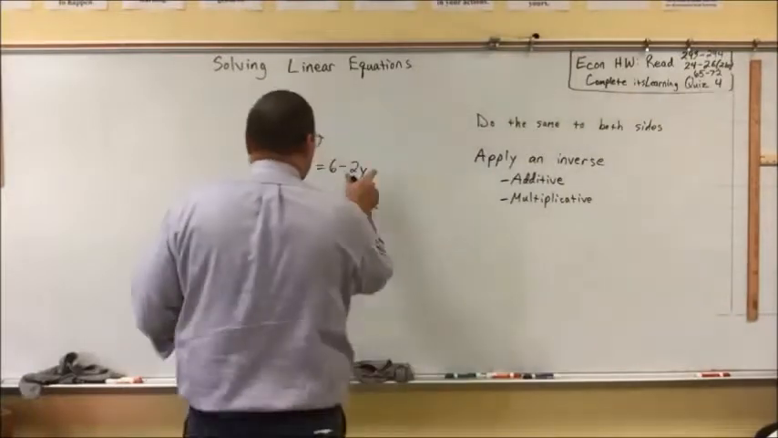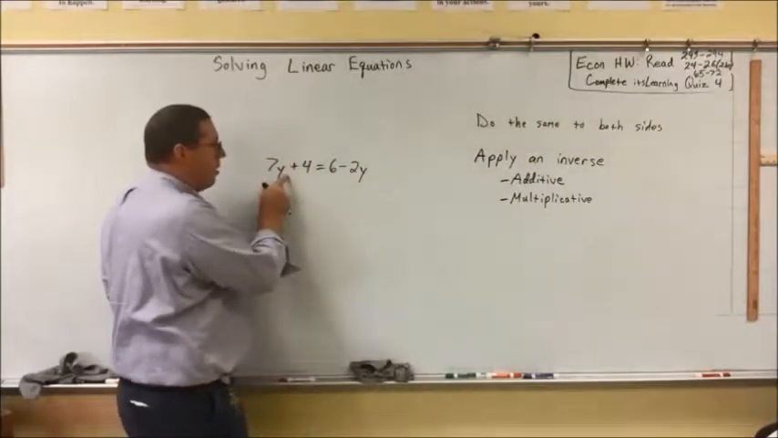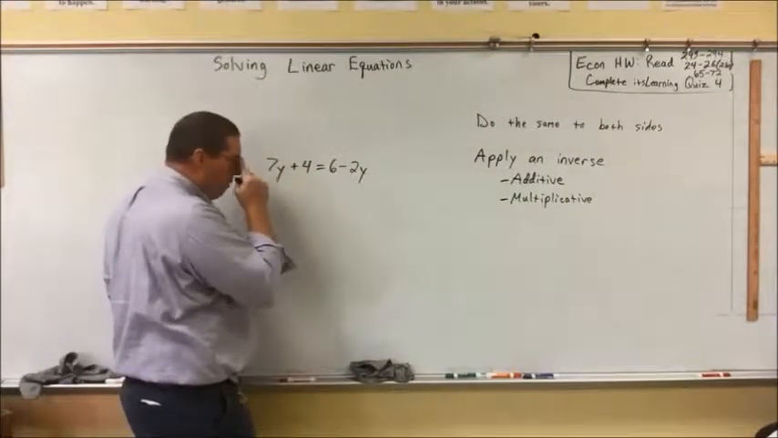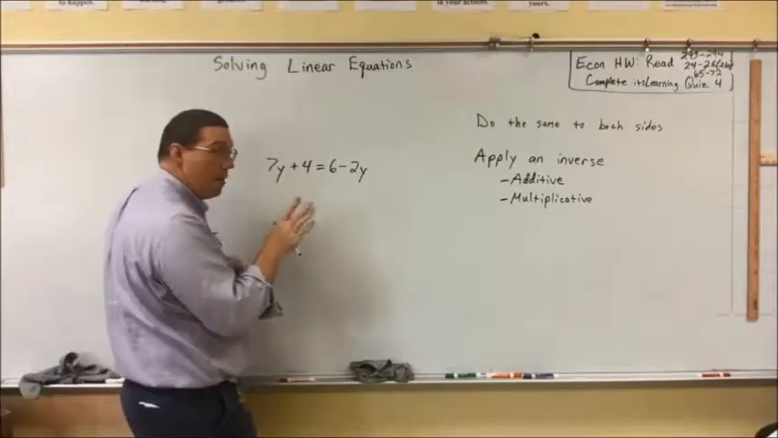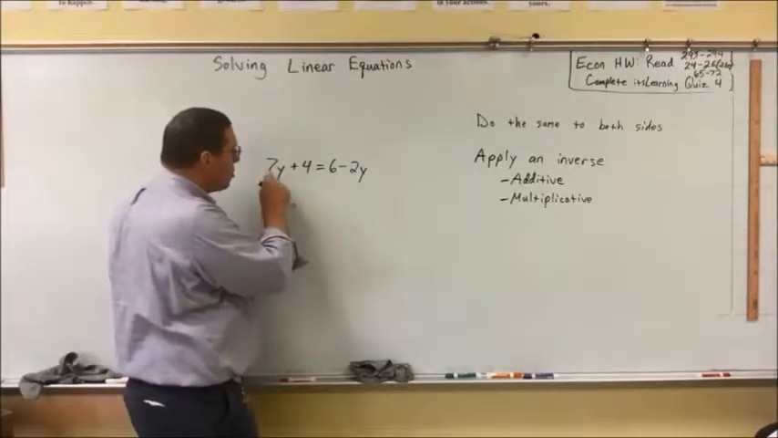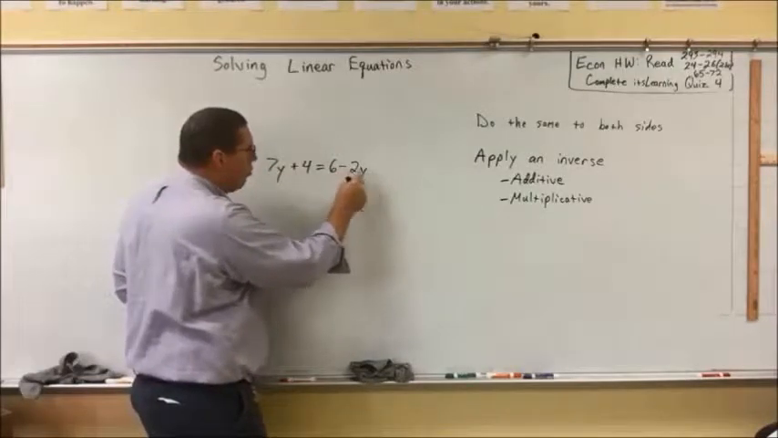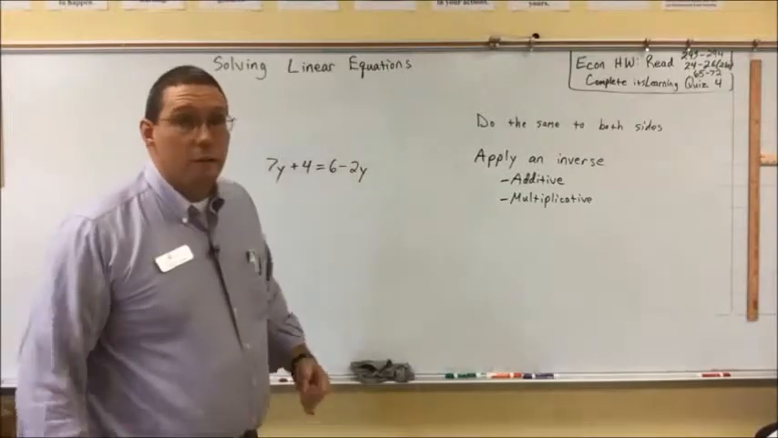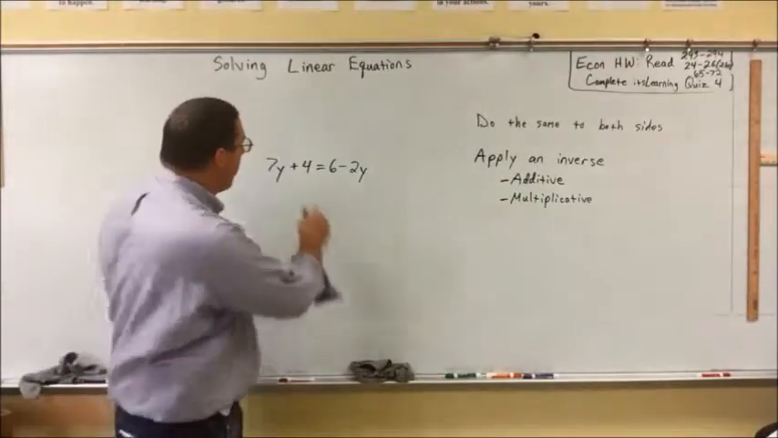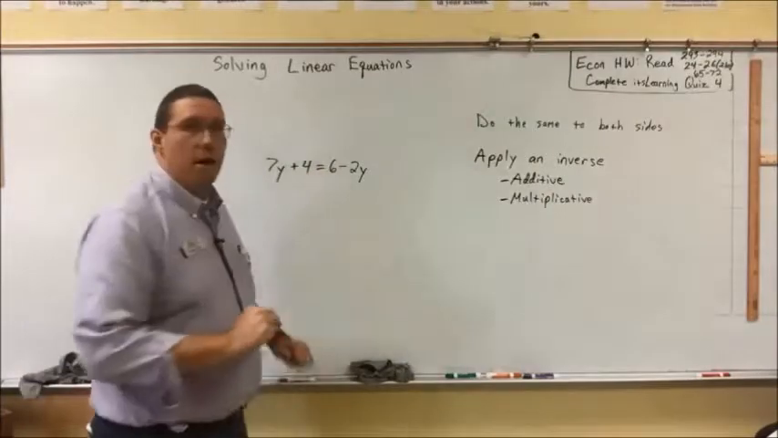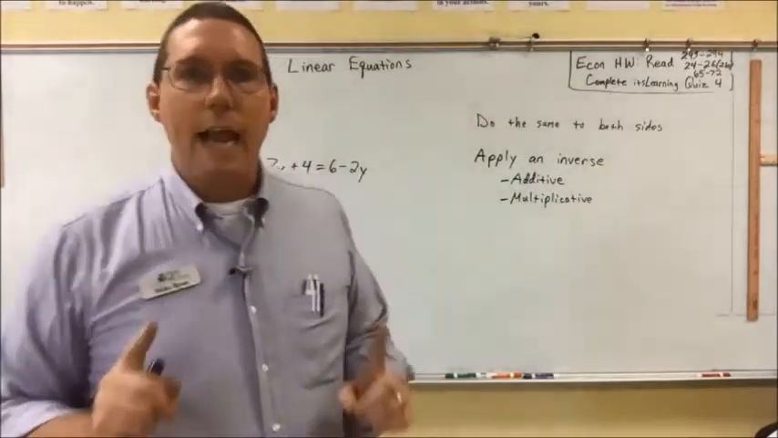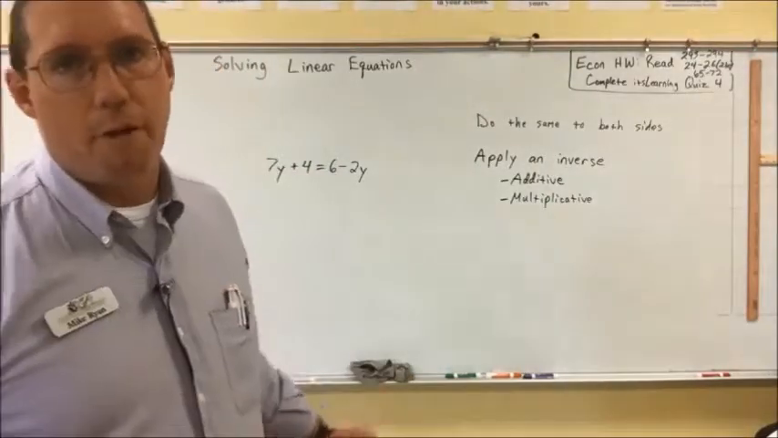See, this can be combined with this. But here's what you want to be careful about. I know what you're thinking. Well, you may be thinking that you should do 7y minus 2y. But no, you can't do that. The reason you can't do that is because they are on opposite sides of the equal sign. You cannot combine that 7y with that minus 2y.